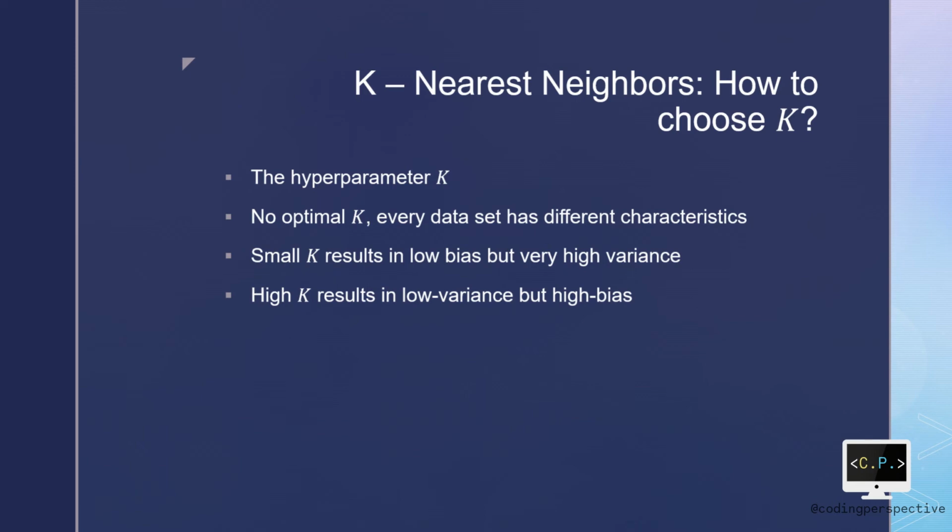When k is low, like 1, the decision boundary is overly flexible and finds patterns in the data that don't correspond to the true decision boundary. This corresponds to a classifier that has a low bias but very high variance. As k grows, the method becomes less flexible and produces a decision boundary that is close to linear. And this corresponds to a low variance but high bias classifier.